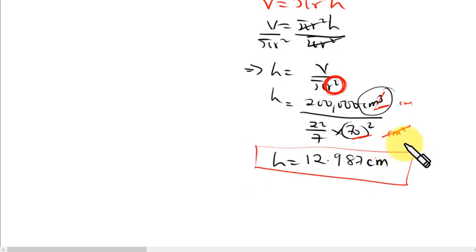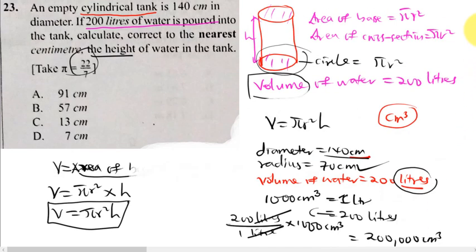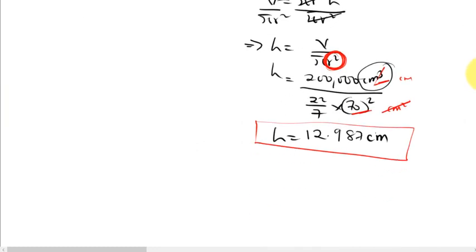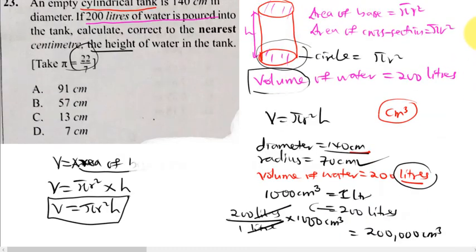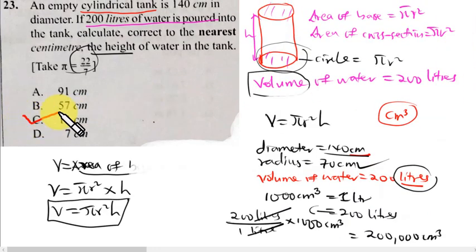But the question says that we are to leave our answer to the nearest centimeter. So we have to convert this to the nearest whole number. So h will be equal to, right after the point we have 9, which is more than 5, so we add 1 to this and we have 13 centimeters. So the height of the water in the cylinder will be 13 centimeters, and that is the option C. All right.